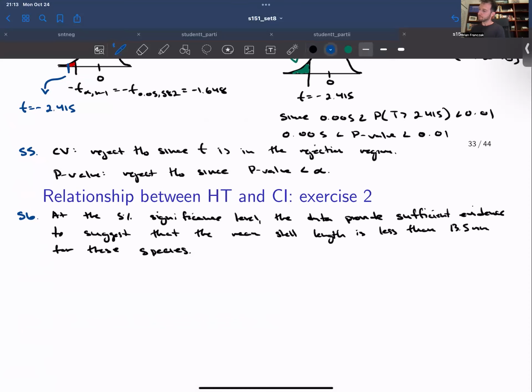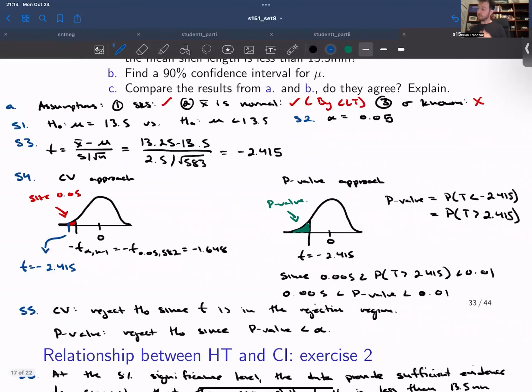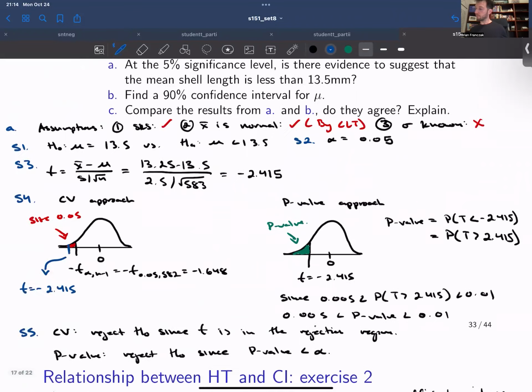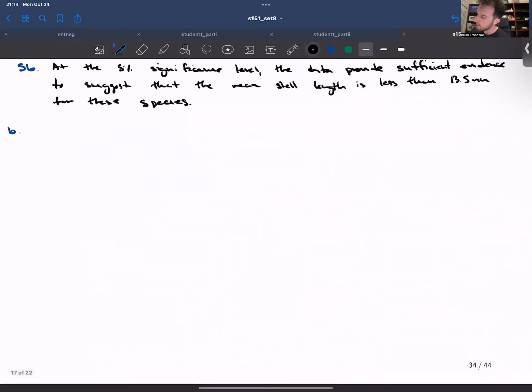All right. Part B. Find a 90% confidence interval for mu. In part B, the assumptions are exactly the same. The confidence interval and the hypothesis test share the same assumptions.